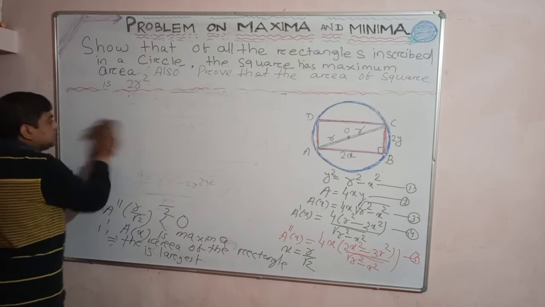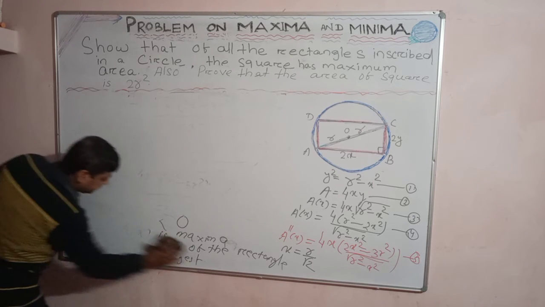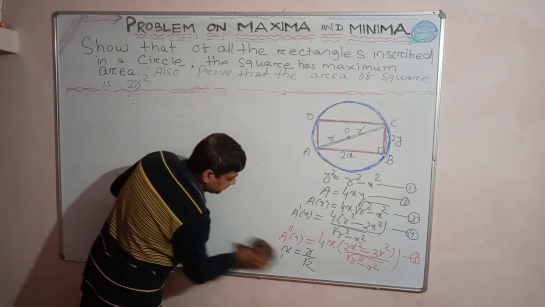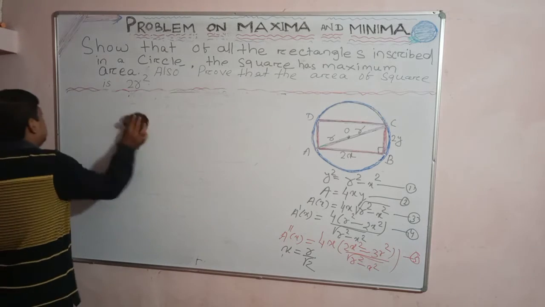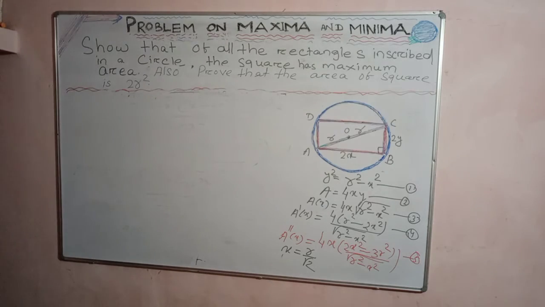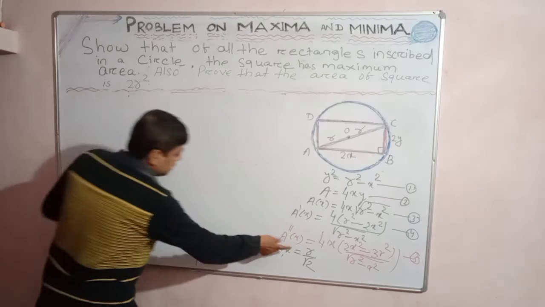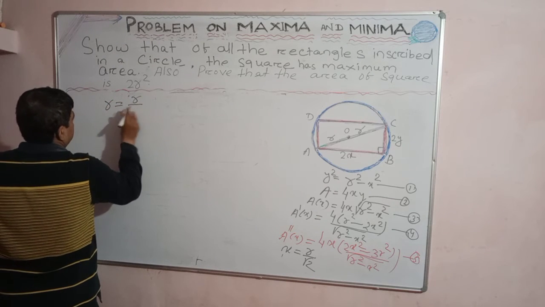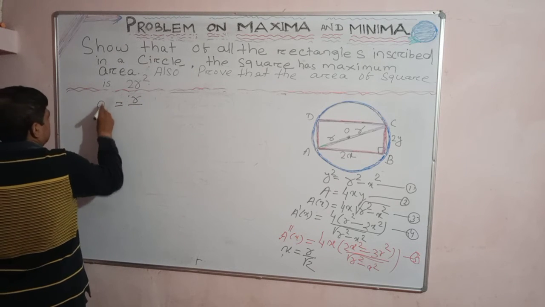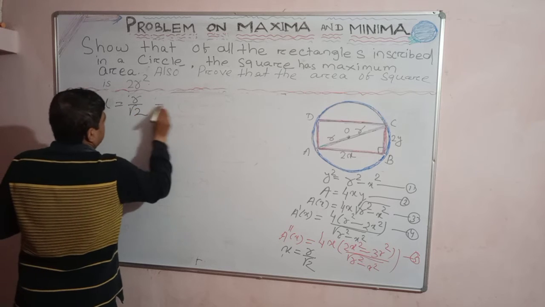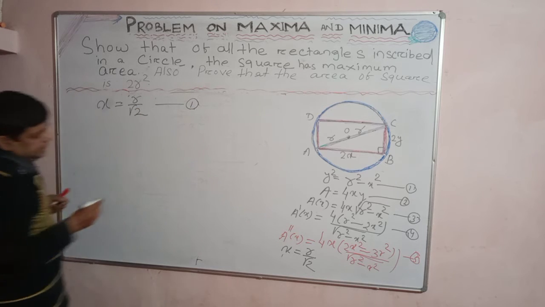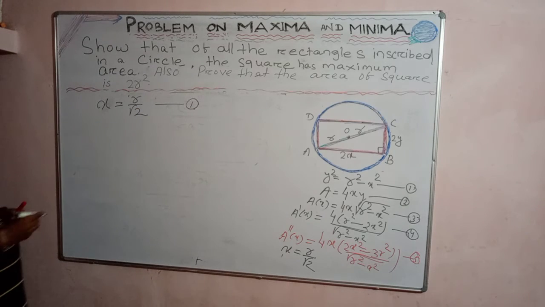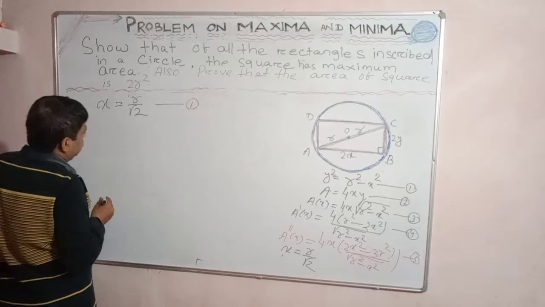Students, here you see, one point you observe: we got x is equal to r upon root 2. The value of x is r upon root 2. This is point number 1 you already got. And you already know, what do you know?